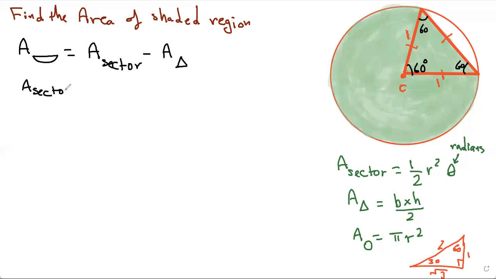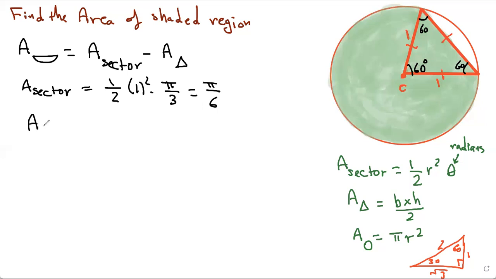So the area of the sector would be half times the radius 1 squared times theta, which is theta here is 60, and 60 in radians is pi over 3. So it will be pi over 3, which equals 1 squared is 1 times a half is a half, half times pi over 3 is just pi over 6. So that's the area of the sector. So this is the area of the whole thing here.